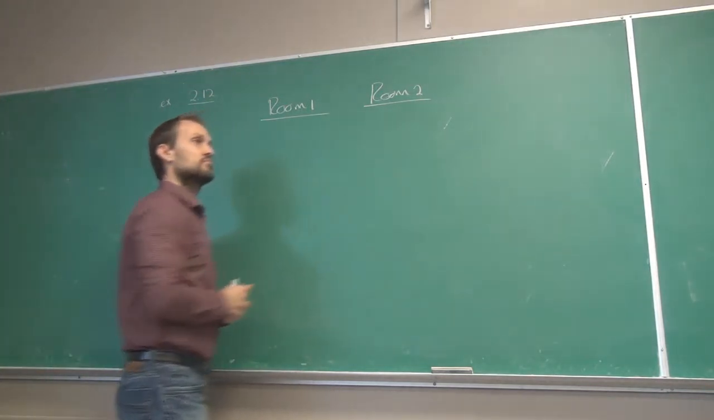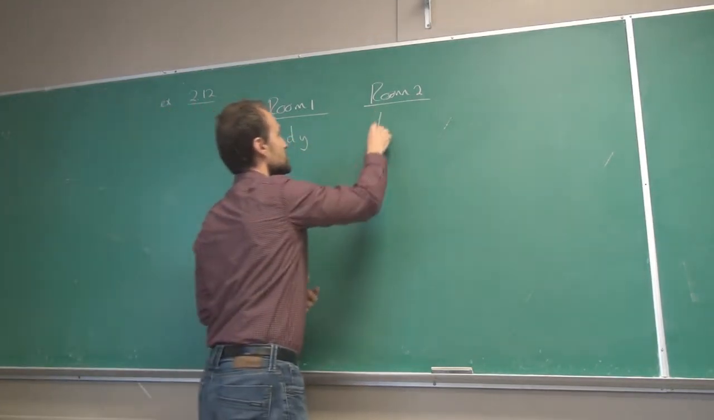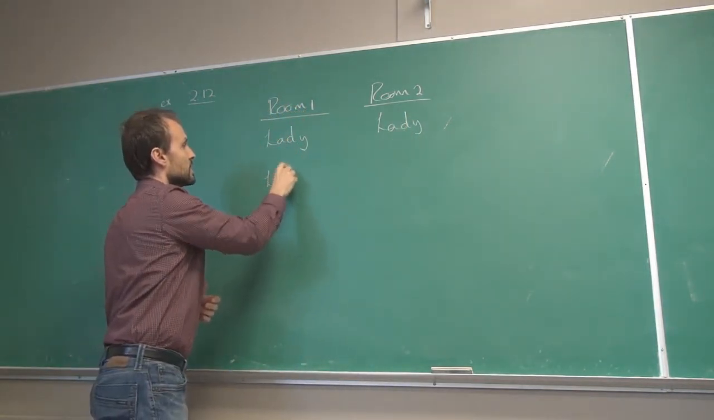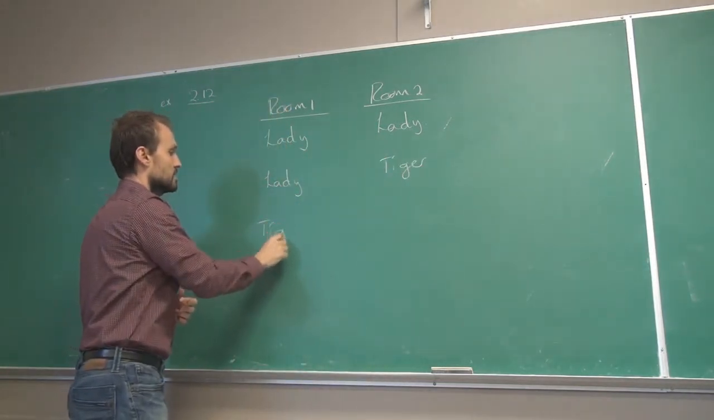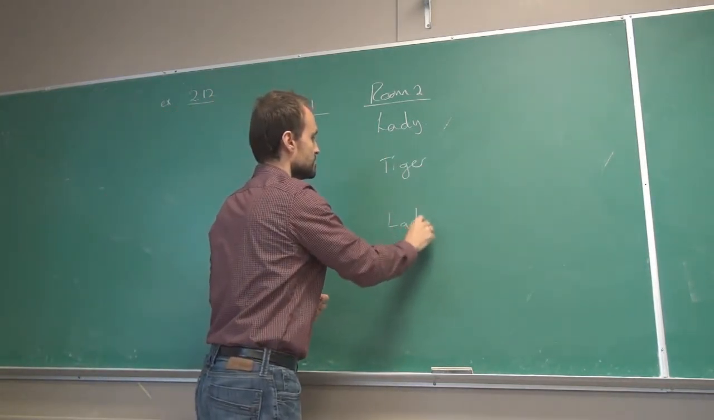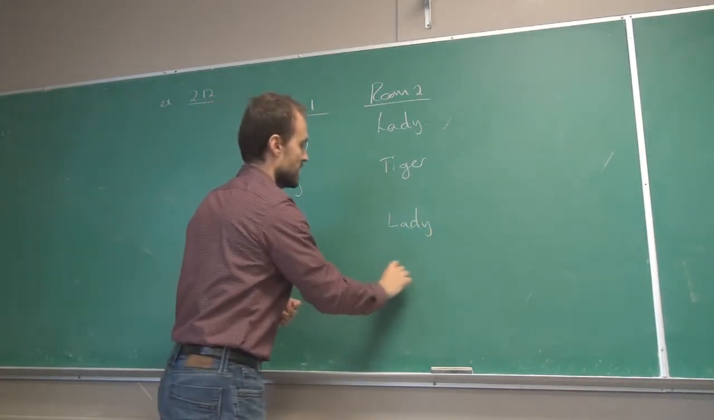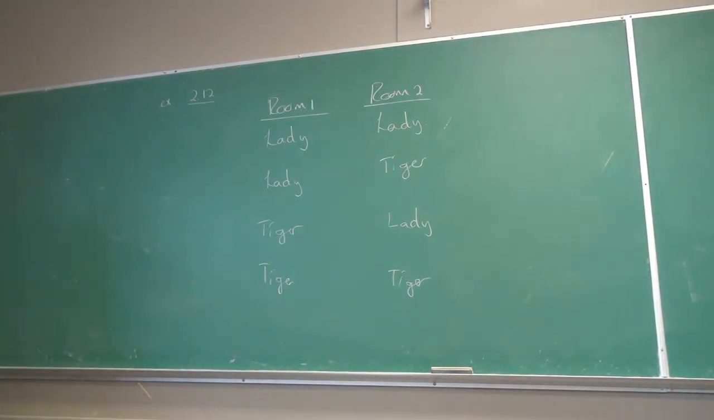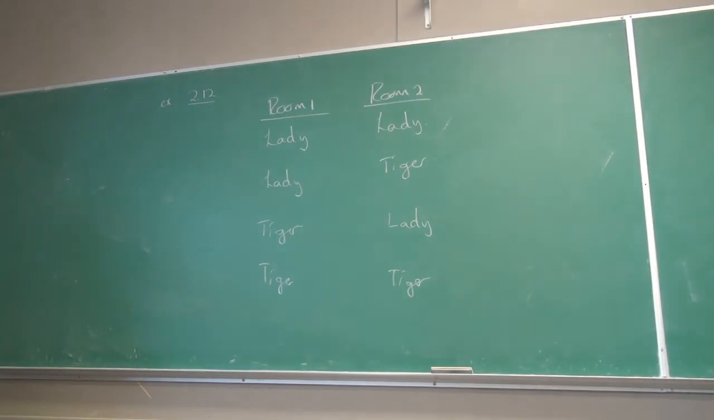Now we just have 2 rooms again. So we're listing all the possibilities. There could be a lady behind both, or a lady, then a tiger, or a tiger, and then a lady, or a tiger, and another tiger. Okay. So that's pretty straightforward, it's the same. Regardless of the complexity, listing all the possibilities with 2 rooms, that's very manageable.